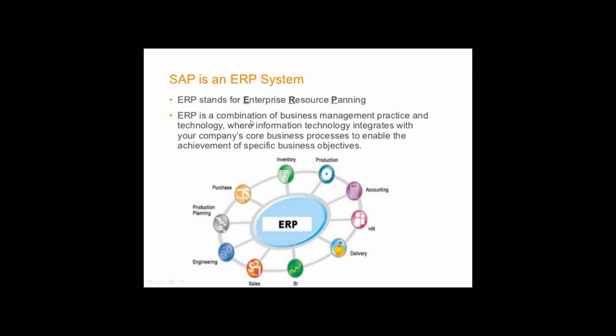Actually, ERP is a combination of business management practice. So what is this business management practice? The normal practice of the business means the normal process of the company's activities. For example, a bank. A bank has its unique process to manage its data.